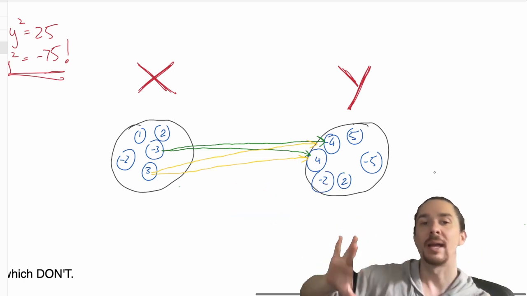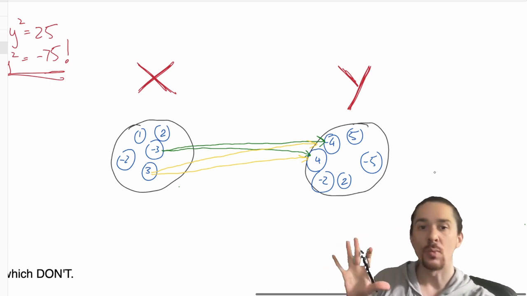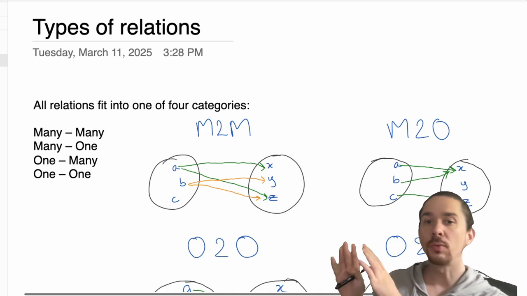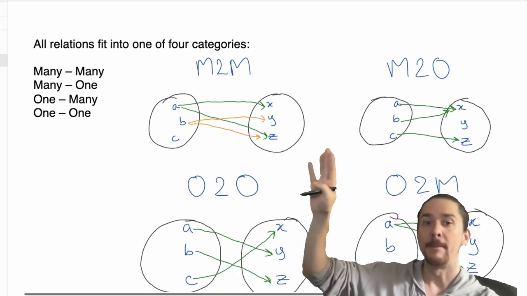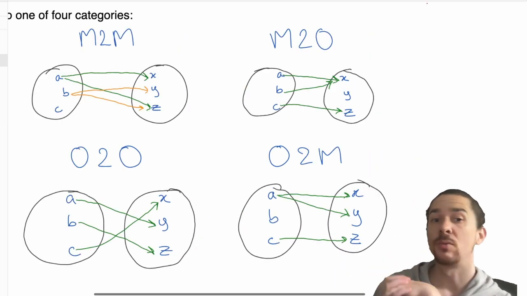Let's have a look at this way of analyzing the x's and the y's, the inputs and the outputs, and look at some types of relations. All relations fit into one of four categories. We have many to many, many to one, one to many, or one to one. Let's break down what each of these are.